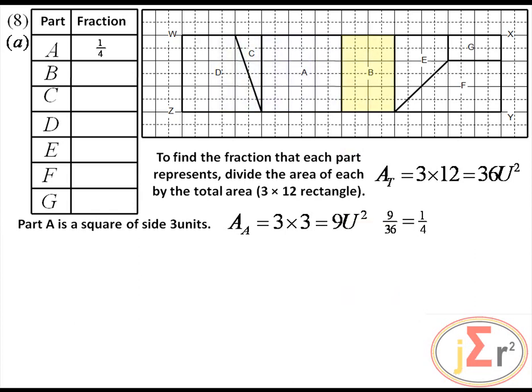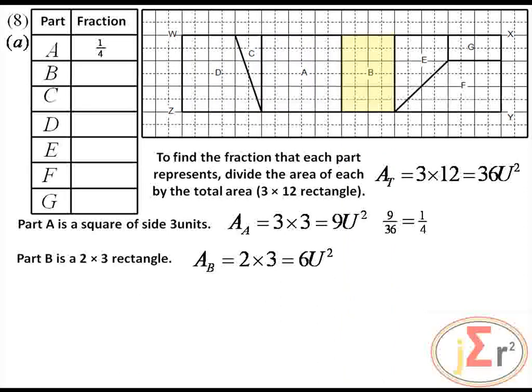What about part B? Part B is a 2 by 3 rectangle. Area of B is 2 times 3, which is equal to 6 units squared. No doubt we divide that by 36, which is the total area, to determine the fraction of the entire portion that is represented by B. So 6 divided by 36, and we get 1/6. And it takes its position right there in the table.